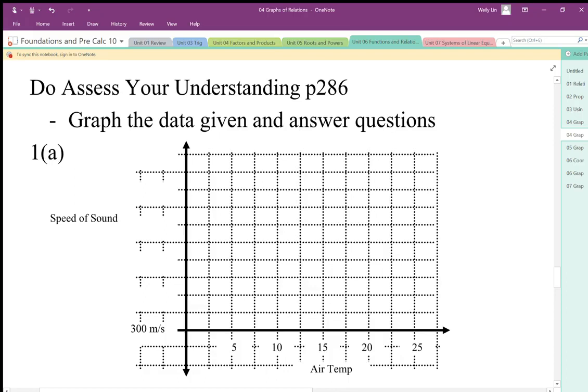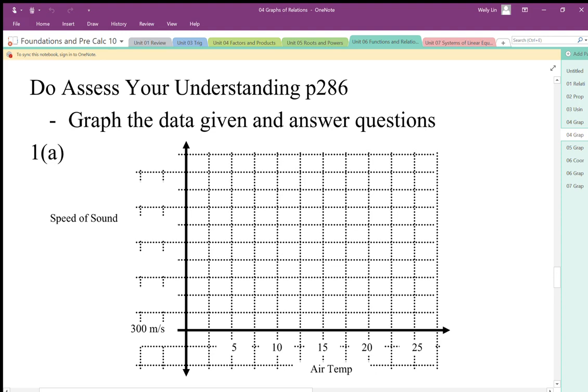So for these ones here, you'll need to go to your textbook and go to page 286, and there are some tables under Assess Your Understanding in your textbook. The first one is air temperature with the speed of sound. If you take a look at that table, it gives you air temperatures of 0, 5, 10, 15, 20, and the speed of sound is 331, 334, 337, 340, and 343. Using that table, I want you to graph these.